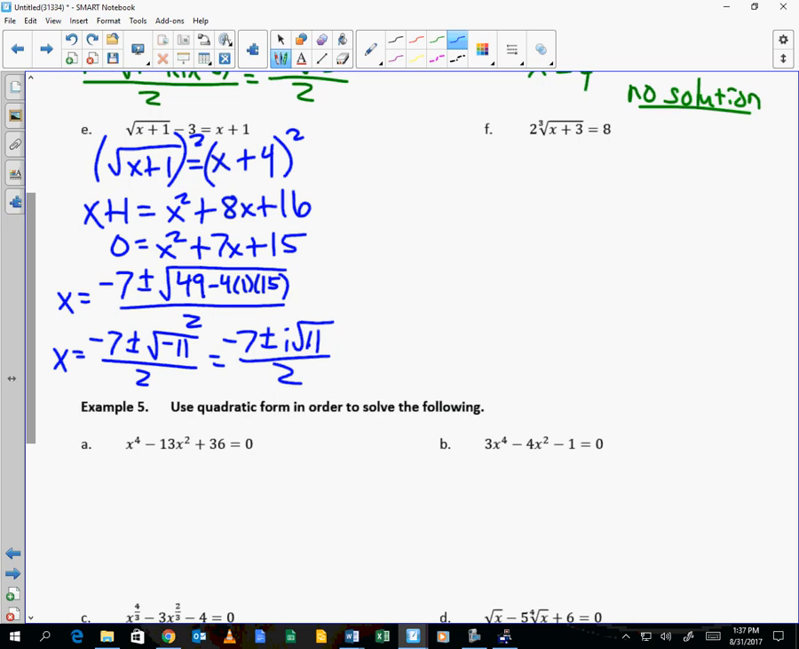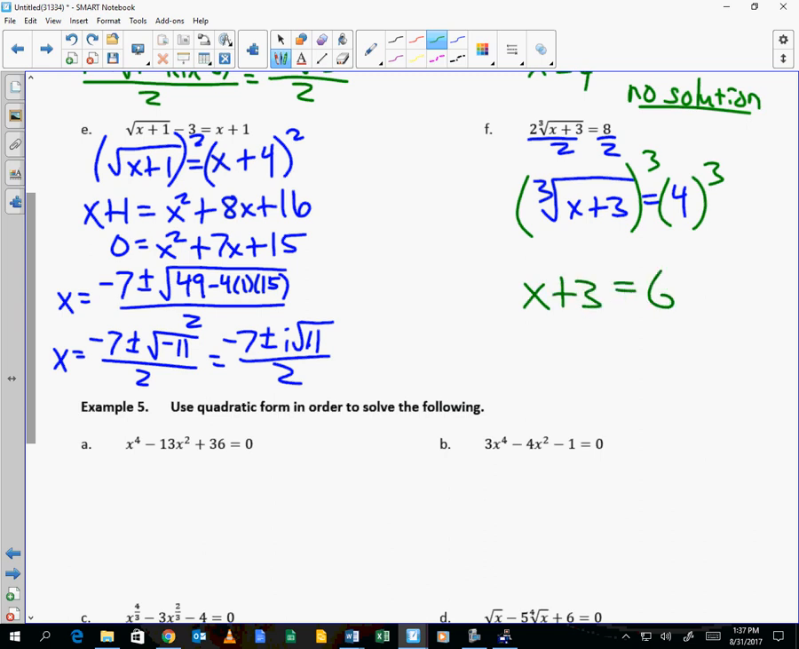How about F? Divide by 2. Cube it. x is 61. What happens if I plug the 61 back in? 61 plus 3, cube root, times 2.